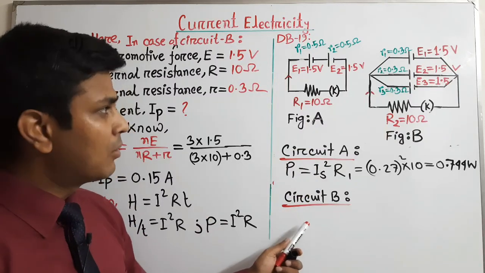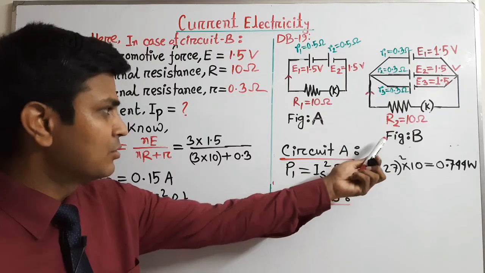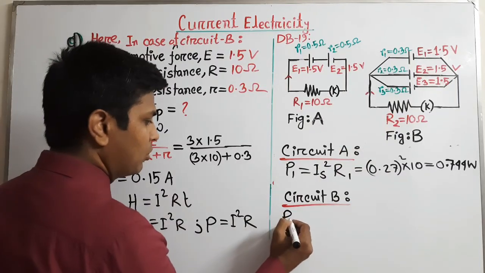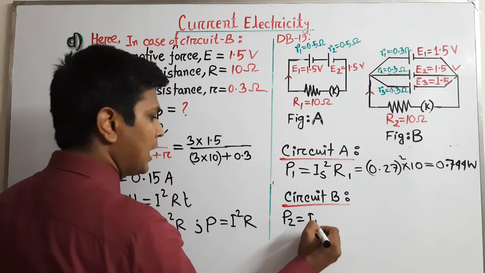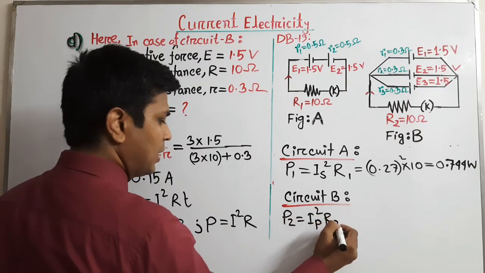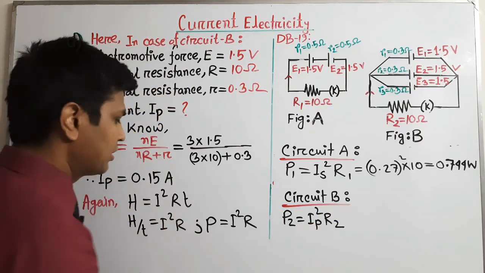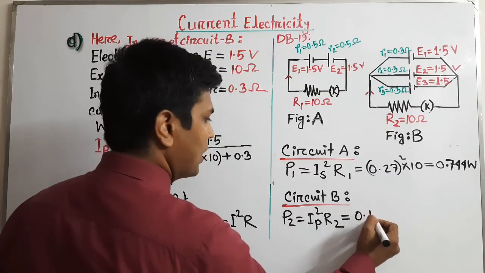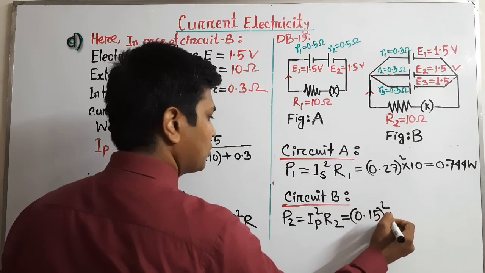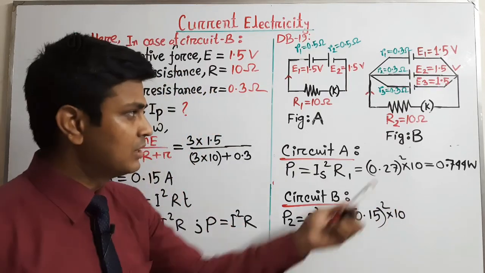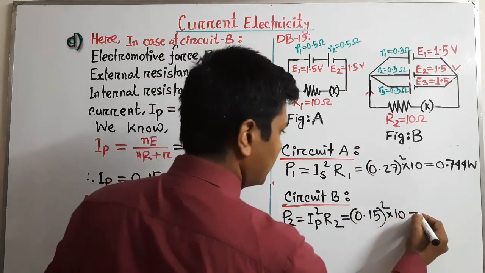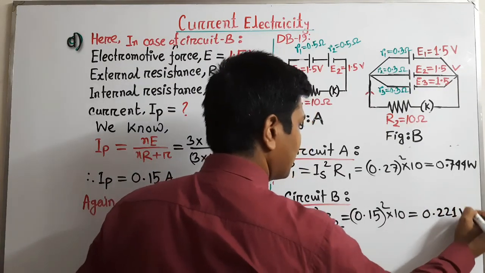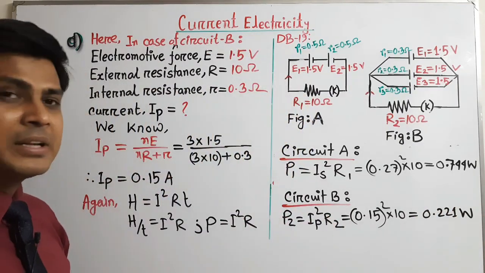Now let's calculate the power for the second external resistance that is included in figure 2, in circuit B, and the formula of power will be P2 equals to Ip square into R2, and we already calculated the value of Ip, which is 0.15 square, and the value of R2 is given as 10. Now if we calculate it, we will get the answer 0.221 watt. Now we can compare these two.